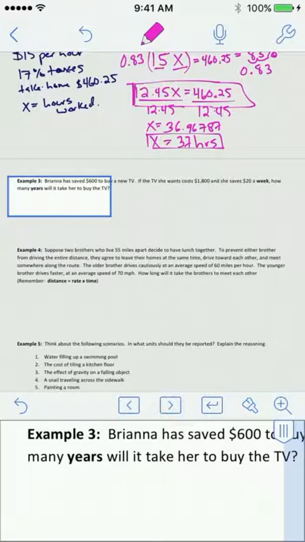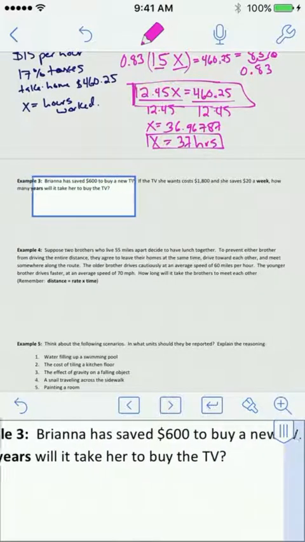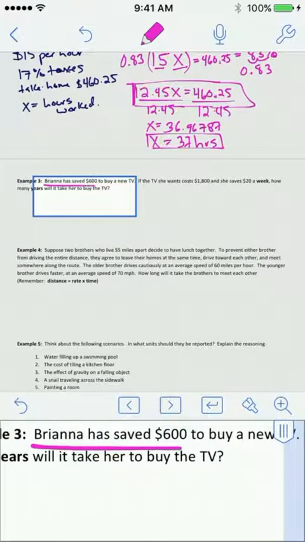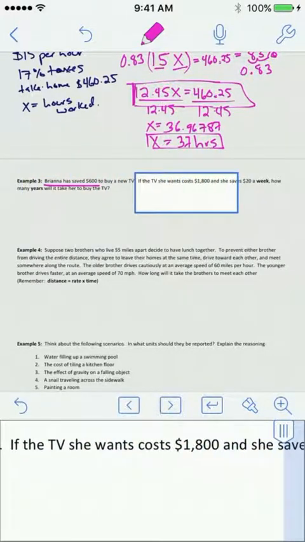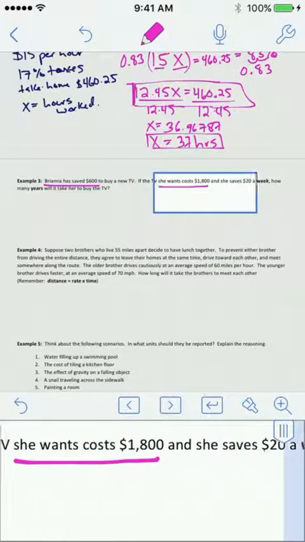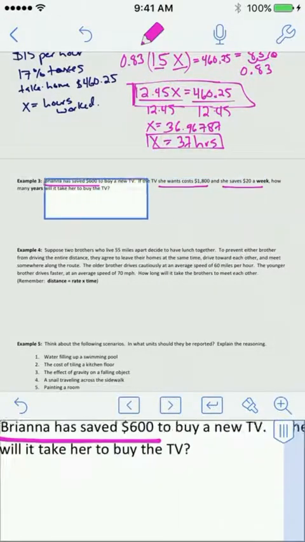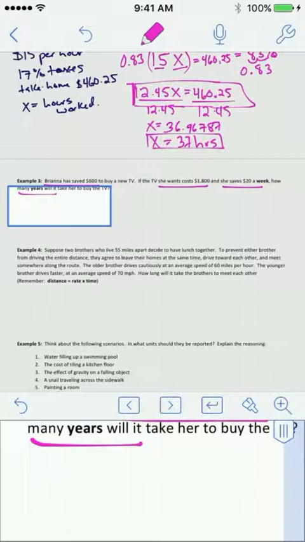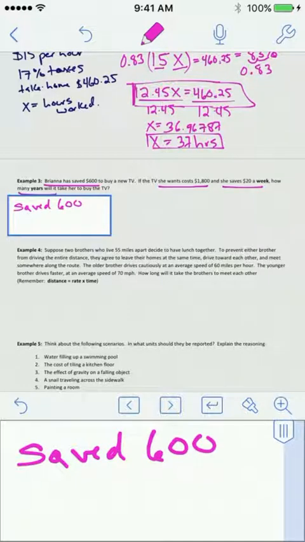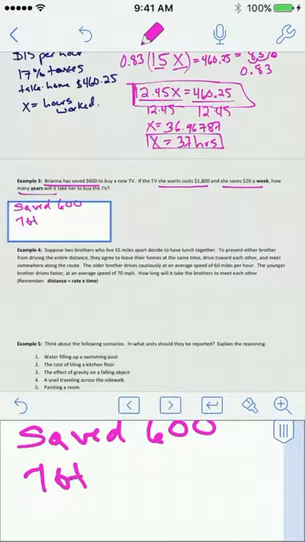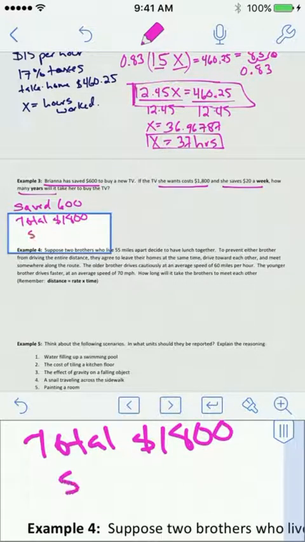All right, so I hope you had a chance to try this one out. We're going to do it together fast. Brianna had saved $600 to buy a new TV. I'll underline that because it sounds important. The TV she wants costs $1,800. She saves $20 a week. How many years will it take her to buy the TV? So it looks like she saved $600 already. The total cost is $1,800. And she saves $20 a week.